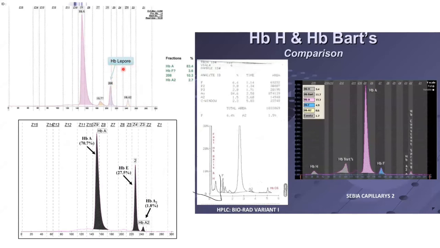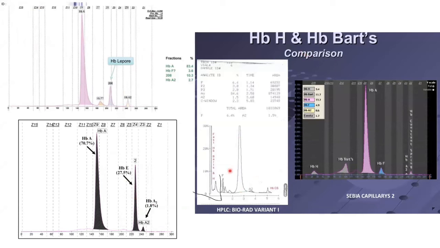So you can see that Lepore is separated from hemoglobin A2, and you are getting a proper quantification. Same with hemoglobin E. These are all capillary electrophoresis outputs, where the output gives 15 separate zones. So much higher resolution, better quantification of coeluting variants.